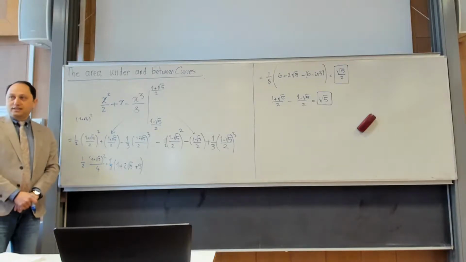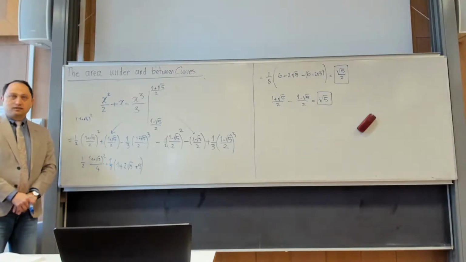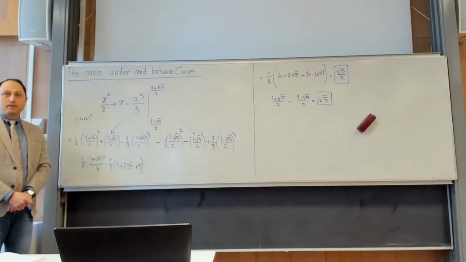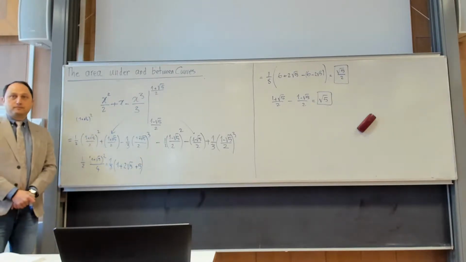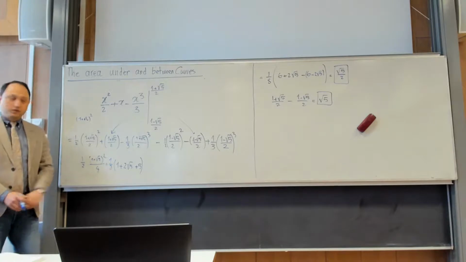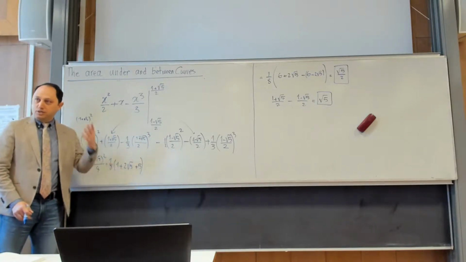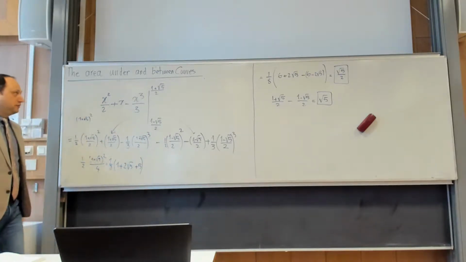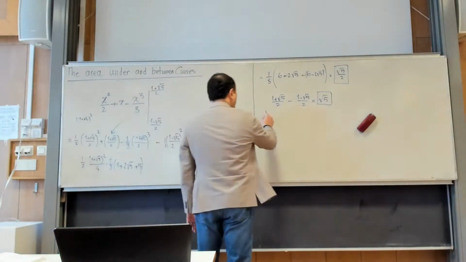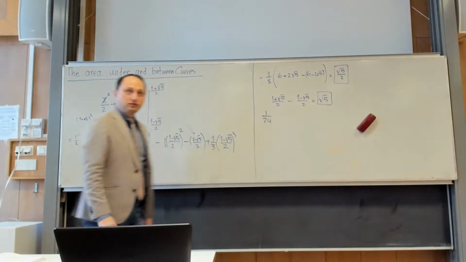No. 16 is not correct. This is power 3. Here it was power 2. 1 over 24. Because 2 to power 3 is 8. 8 times 3 is 24. So this is 24, yes. So I factor a 1 over 24 out. Do you agree?